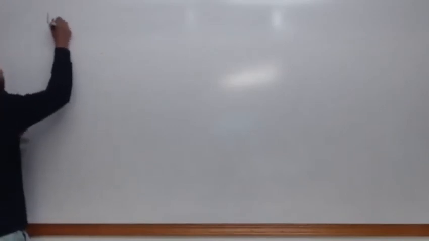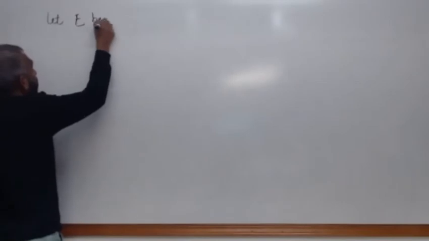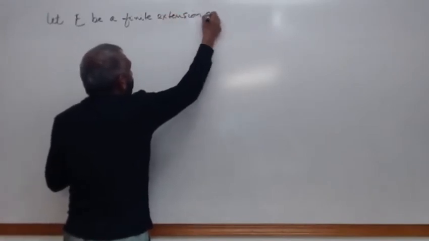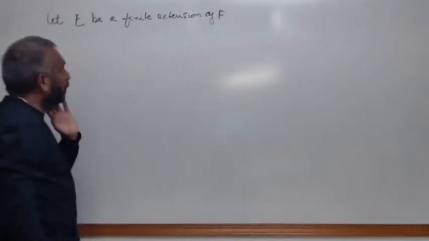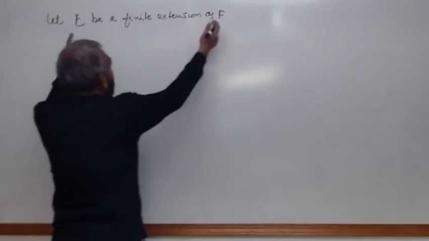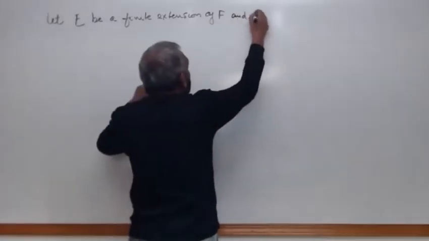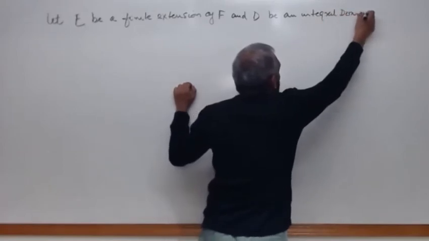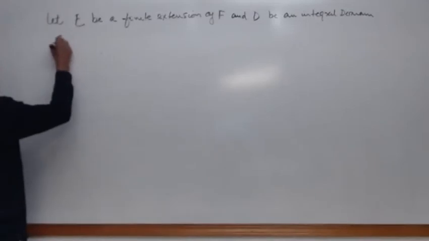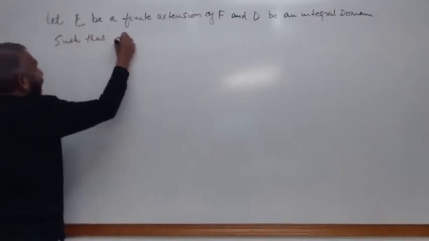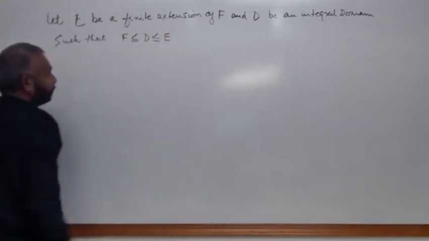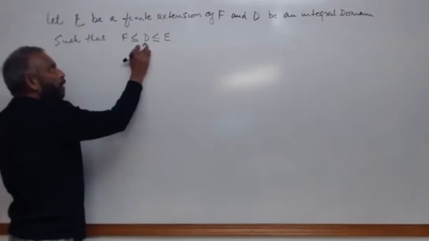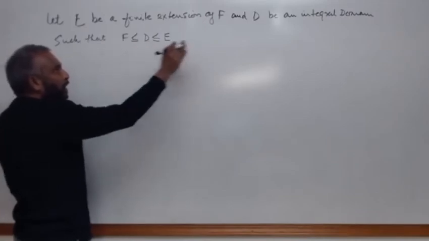So let E be a finite extension of F, and we are going to consider a D in between these two fields, and D be an integral domain such that F is contained in D, which is contained in E. Now, our problem is, what can you say about this D? Can it be a field? It is only an integral domain as of now.